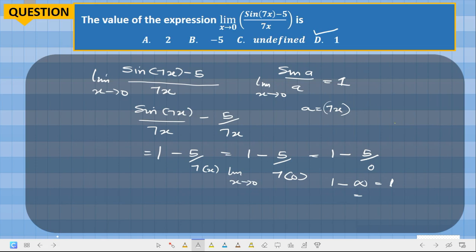Is this supposed to be 1? Or let's say it is undefined, because 1 minus infinity. Okay, let's take it as 1.